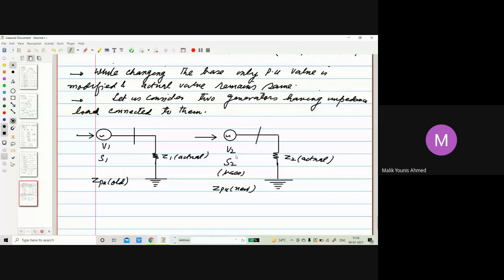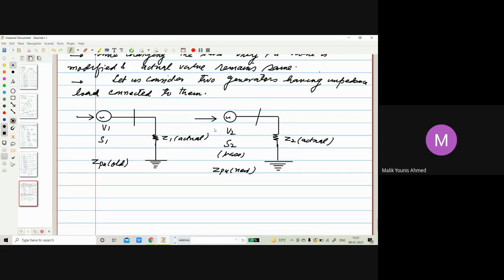Please understand this. These are two generators which will have their own complex power and voltage values. Then Z1 and Z2 will be the actual values of the impedance. We have the first generator, for which we say that is ZPU old. That means we have the per unit value of the impedance, the old value on their own basis, whereas the second will be termed as ZPU new on its own base values. Then how to bring them on a common platform? Let us see.